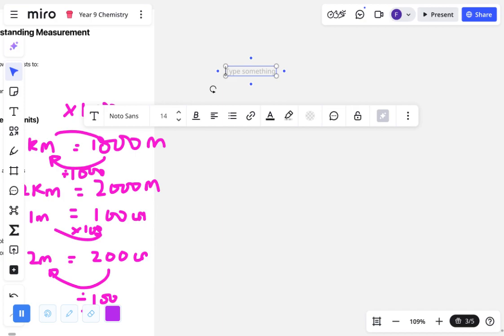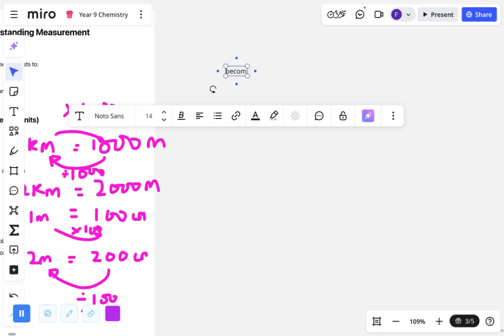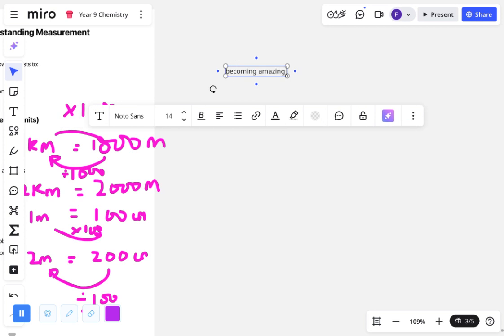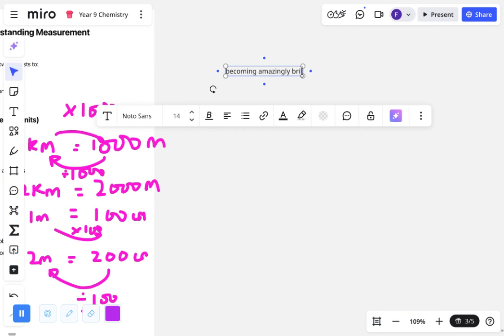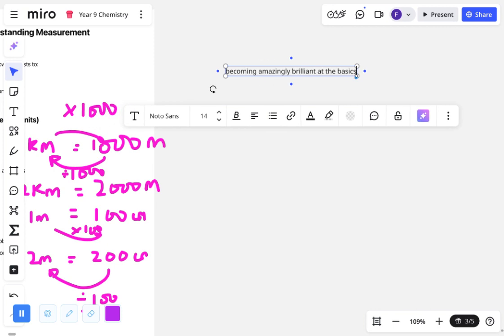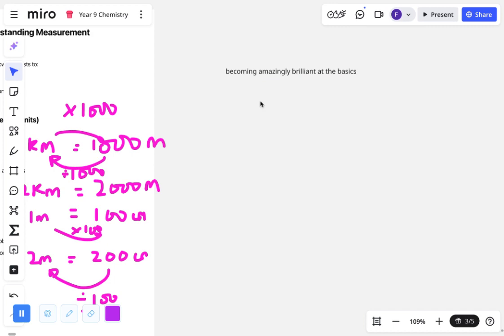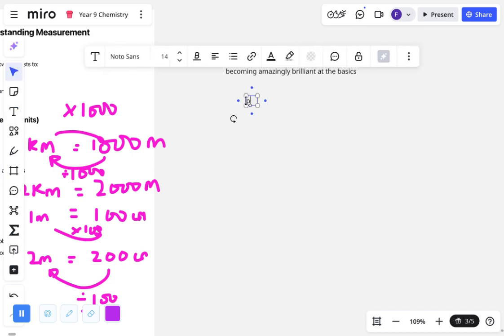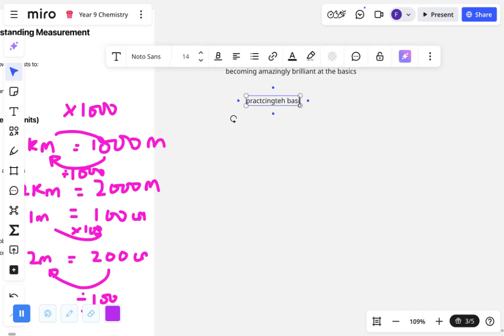It doesn't matter if it's welding. I love welding. Doesn't matter if it's electronics. I love electronics. Doesn't matter if it's art, maths, science, or English. It is becoming amazingly brilliant at the basics. All right. If you want to become ridiculously good at maths, become ridiculously good at fractions, and there's no shortcut. What I mean is, you cannot get ridiculously good at things without practicing the basics.